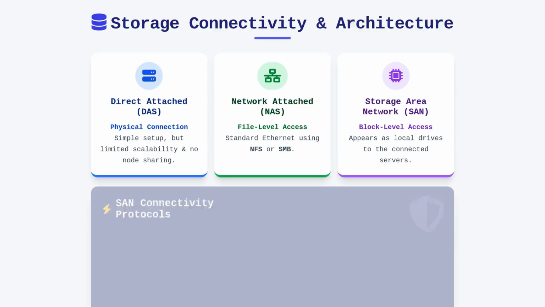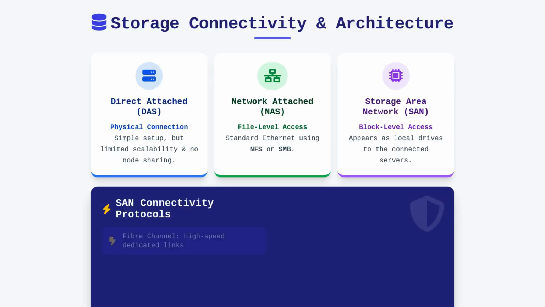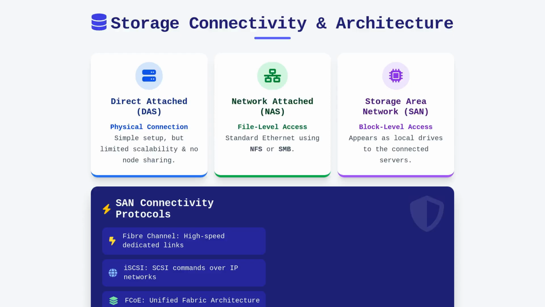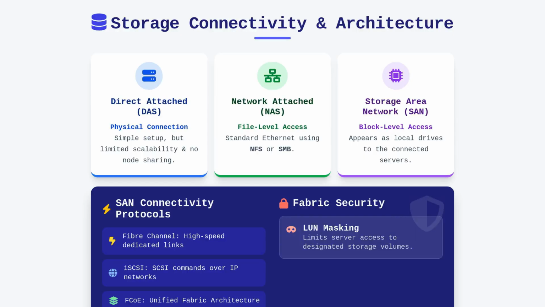Within the SAN ecosystem, we rely on specific protocols such as Fibre Channel for dedicated high-speed connectivity, iSCSI for carrying SCSI commands over existing IP networks, and Fibre Channel over Ethernet for unified fabric architectures. Managing security in these SAN environments requires LUN masking, which limits specific server access to designated storage volumes, and zoning to isolate traffic on the storage fabric itself.